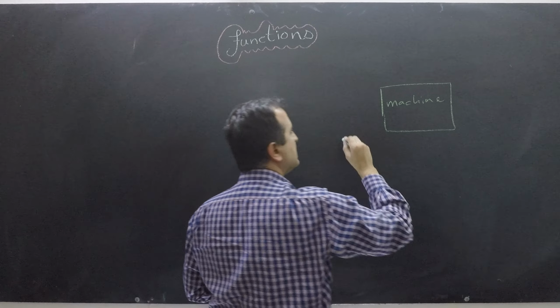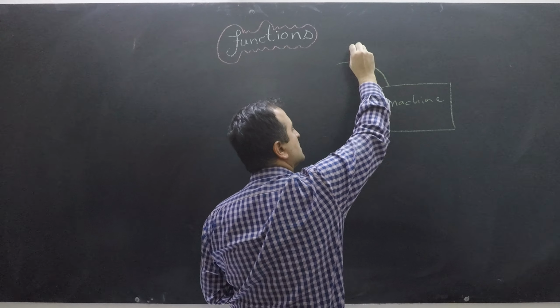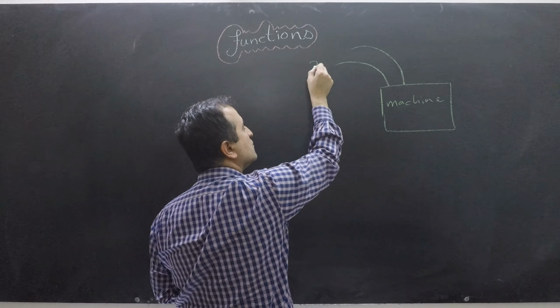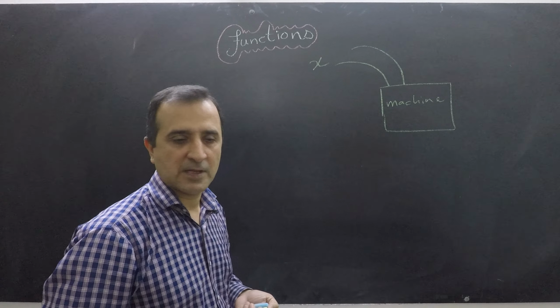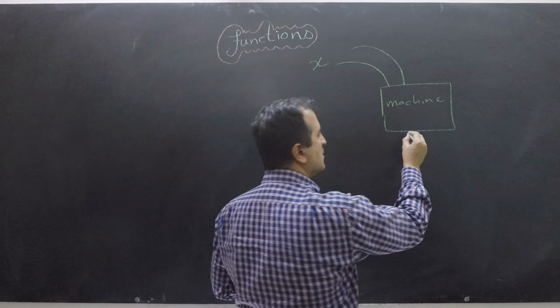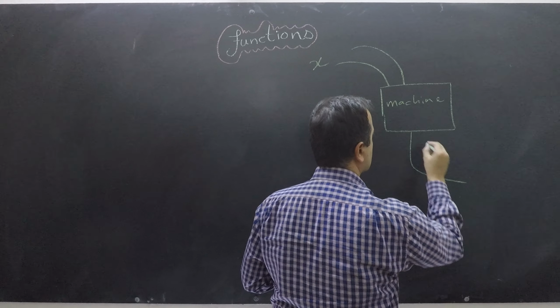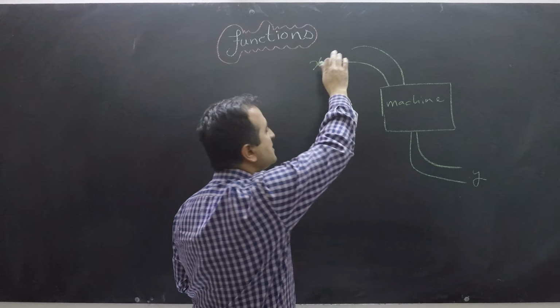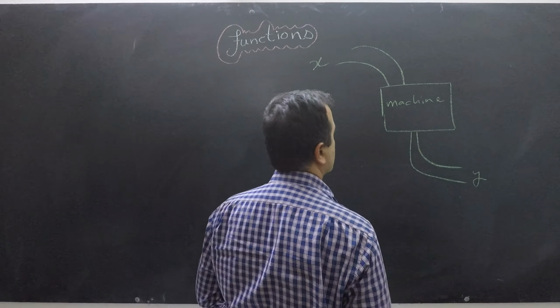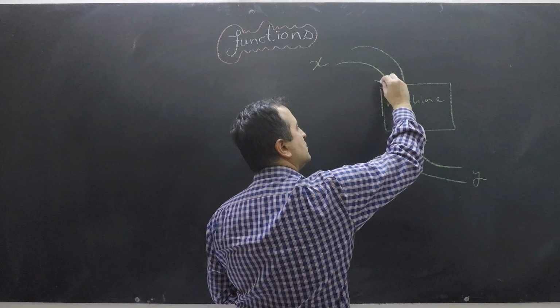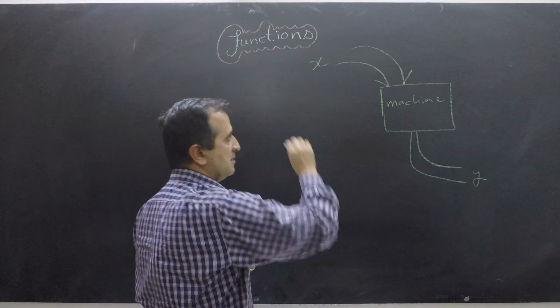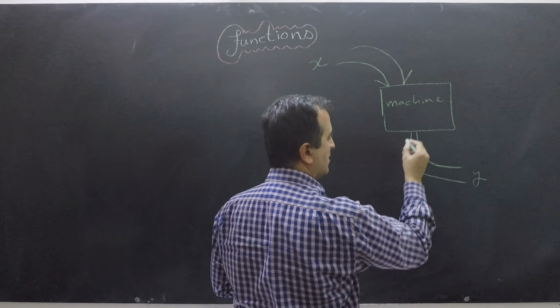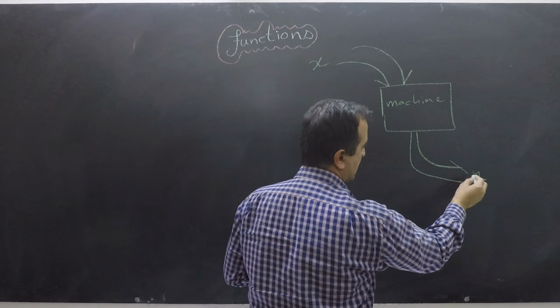and this machine takes some inputs. We usually call our input x, and it produces some corresponding outputs. We call our output y. So it takes an input x and produces output y. Maybe I should draw an arrow here, meaning that this is input, and an arrow here saying that this is output.